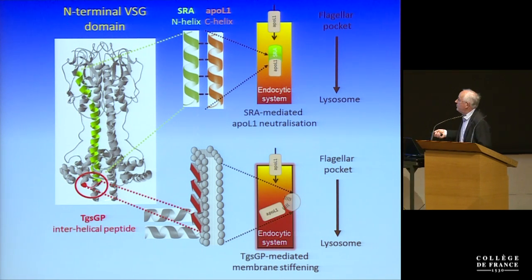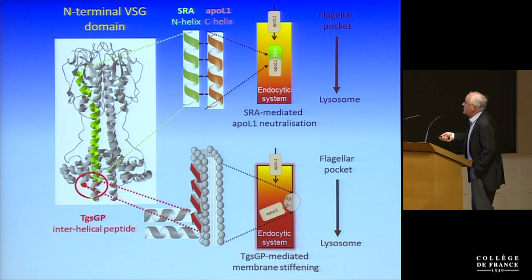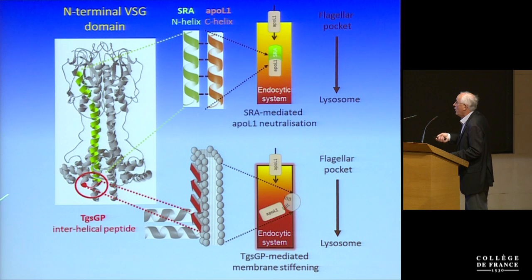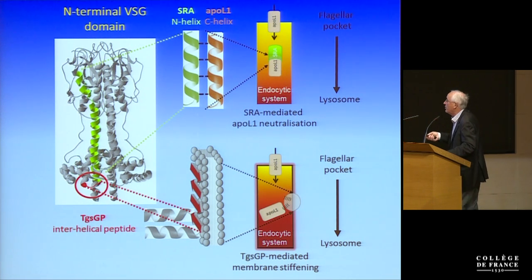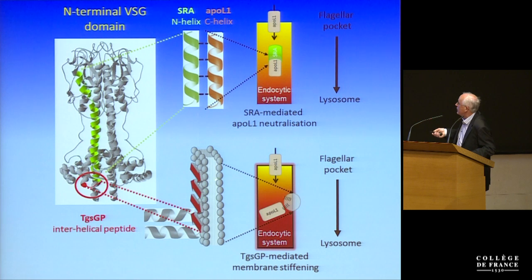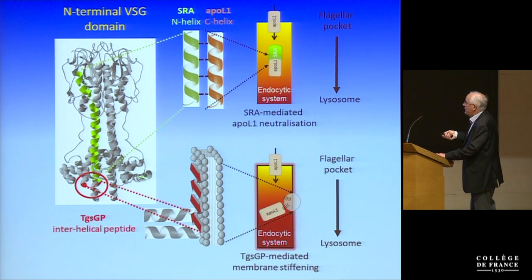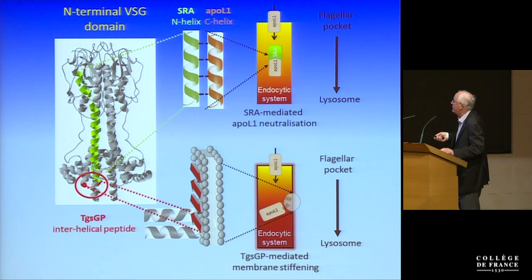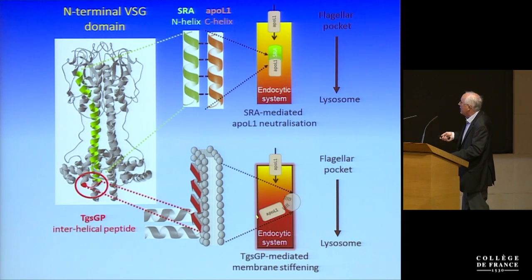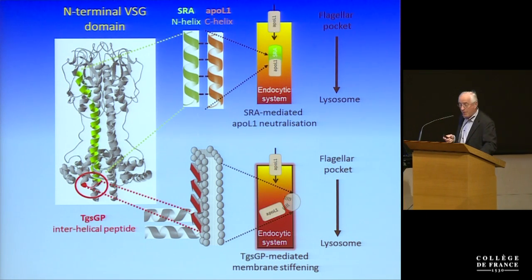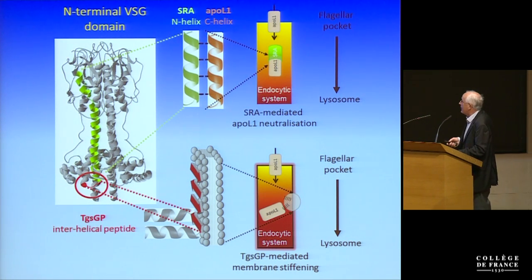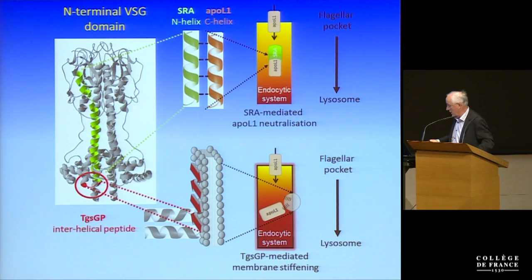In case of TB gambiense, this peptide here, which remember is at the very bottom of the structure because there is nothing underneath, so there is no C-terminal domain, is in close contact with membranes, and it's able to organize kinds of carpets on the surface of the membrane, stiffening the membrane, so that ApoL1, when entering the endocytic system, cannot insert anymore into the membrane of the parasite. So these are two different ways for the parasite to resist the same ApoL1 toxin.